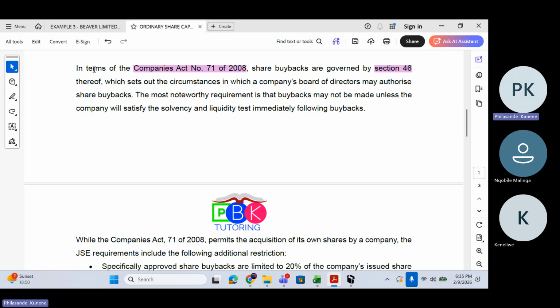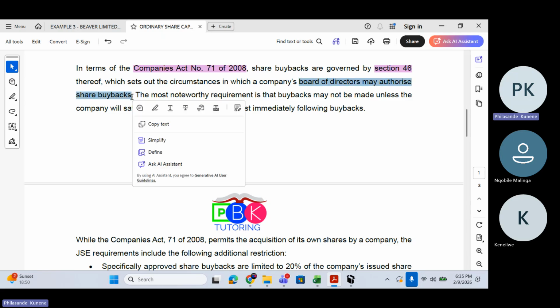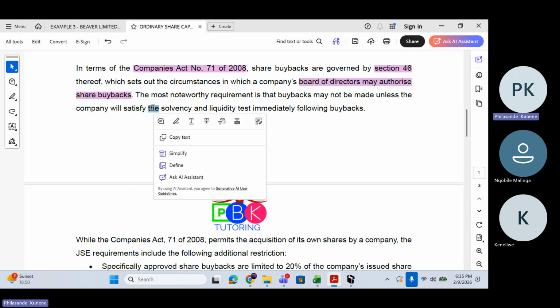That's why they're saying here, in terms of Companies Act number 71 of 2008, share buybacks are governed by section 46 thereof, which sets out circumstances in which a company's board of directors may authorize the share buyback, right? The company's board of directors cannot just authorize a share buyback unless they have carefully considered the solvency and liquidity test of the company. Look what they're saying here.